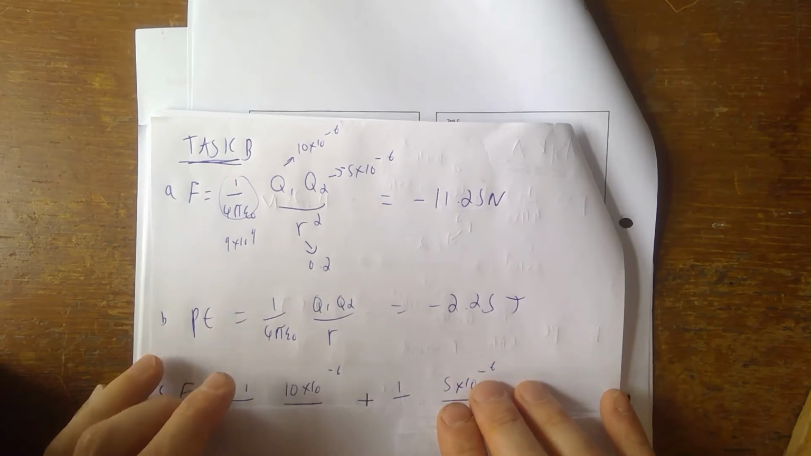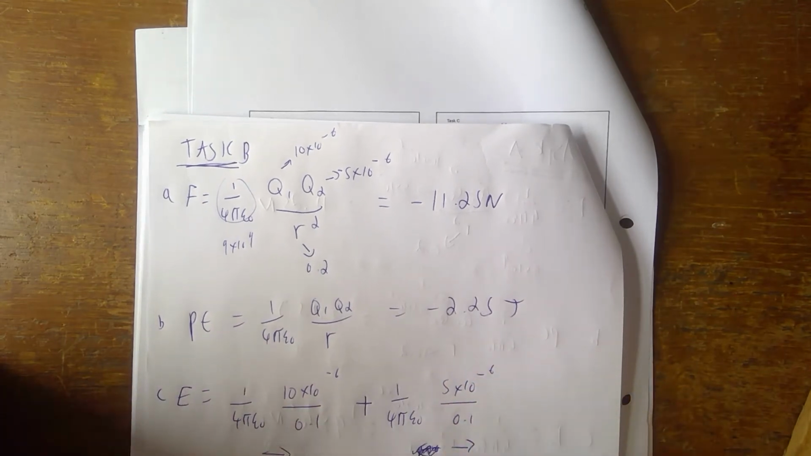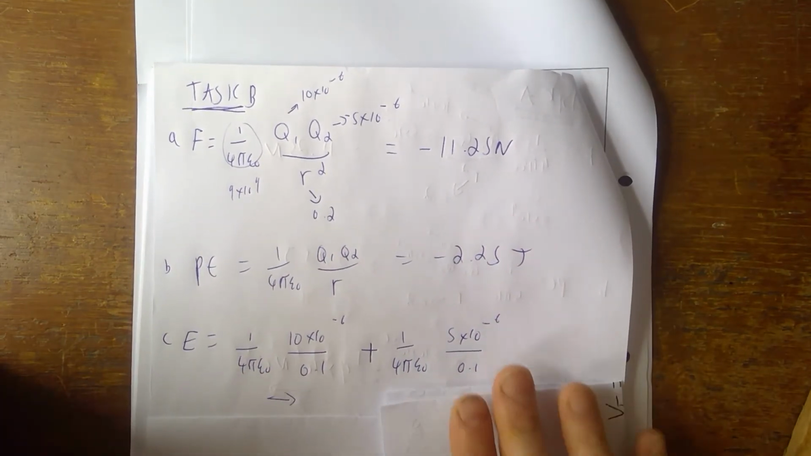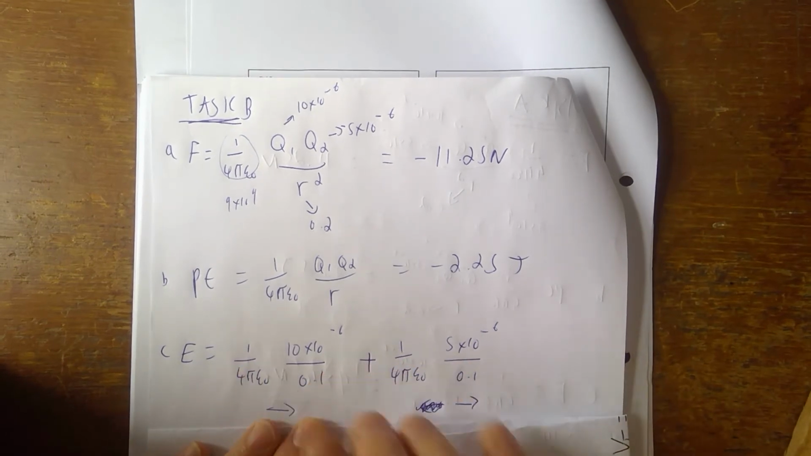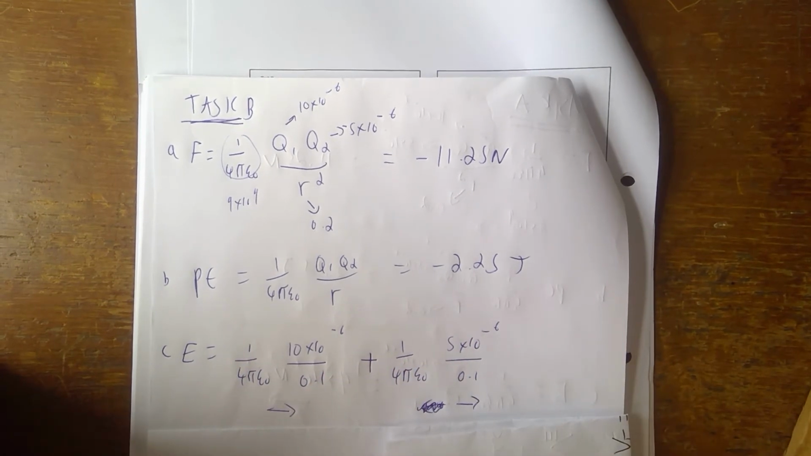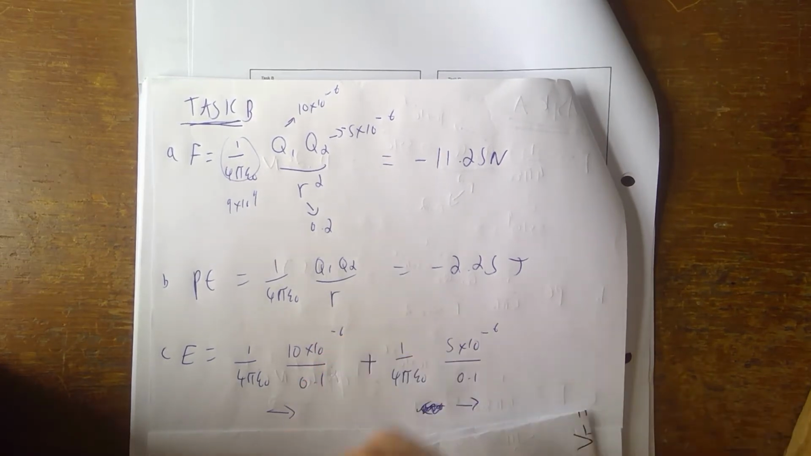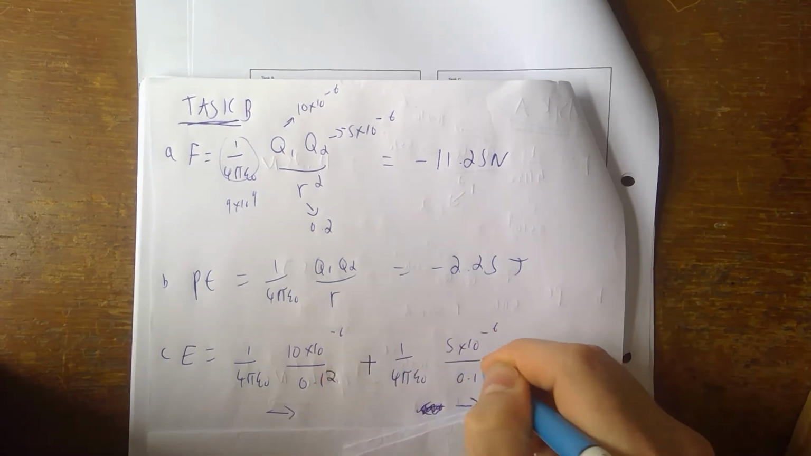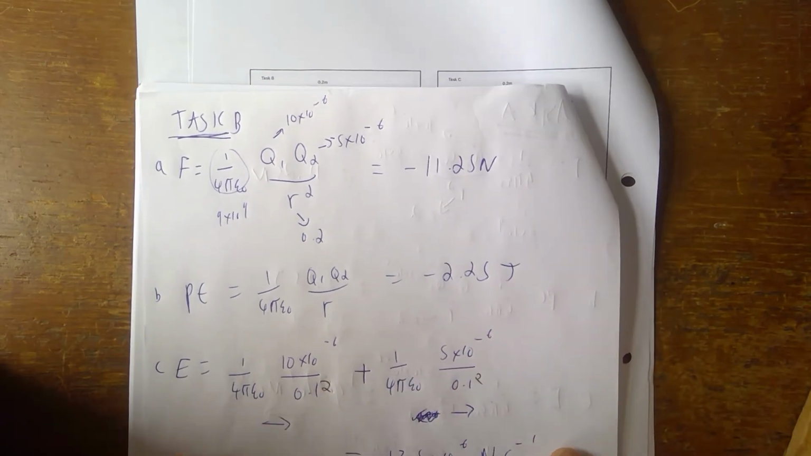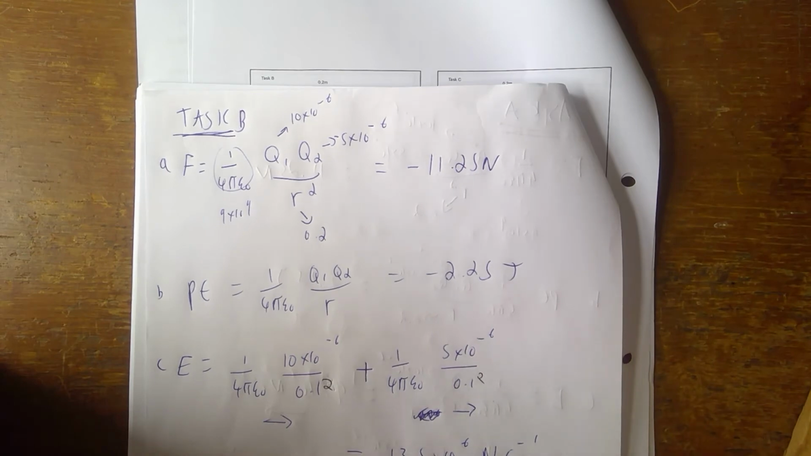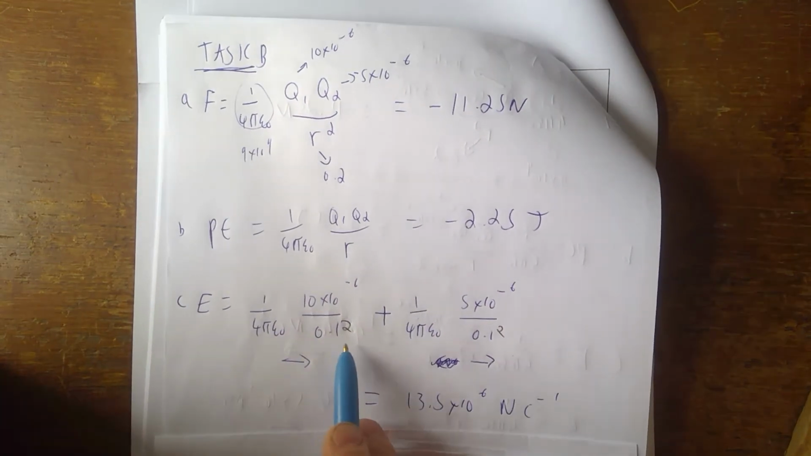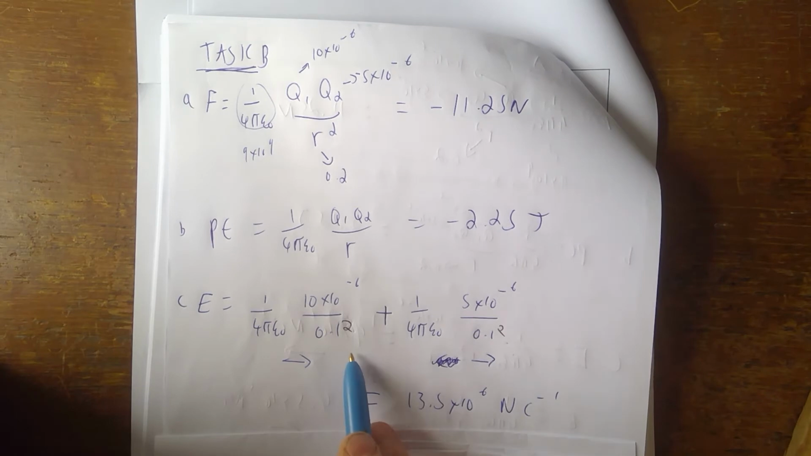And part C, again, exactly the same idea. 1 over 4 pi epsilon naught, Q over R squared. You should find that as the resultant value. I forgot to write my squareds in, but I did do it.